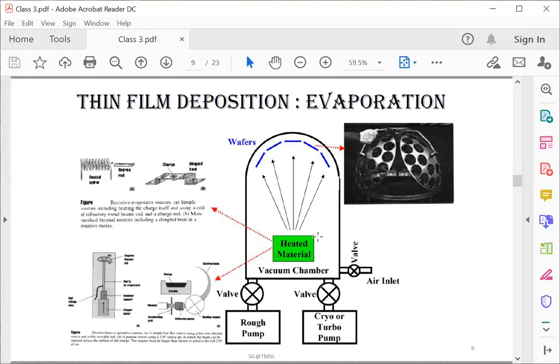These are the charged material heated in the bell jar. It's a bell jar type chamber, and the heated material is there. This material is on the crucible, and these are the pumps. One is the roughing pump, a backing pump, and another is the diffusion pump.